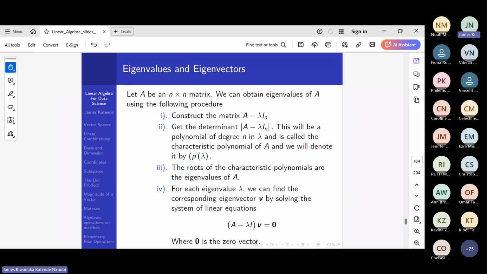Once you construct this matrix, you have to compute its determinant. Remember, you have some unknown lambda in this evaluation. This expression has some unknown value. So the determinant will be a polynomial in that unknown value lambda. Once you have that, it's called a characteristic polynomial. Once you have it, you will be able to find the roots of that characteristic polynomial. And those roots are what you call the eigenvalues of A.